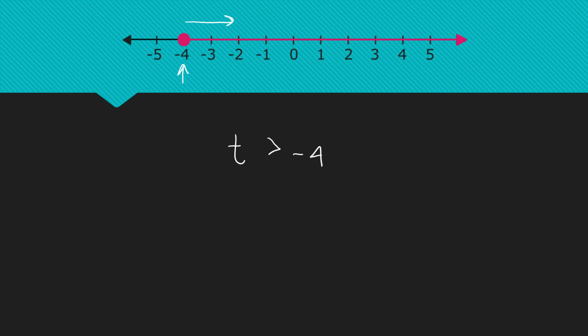But then we don't want to forget, do we have to include that little line underneath to show that we're including -4? Because we have a closed dot at -4, we want to put that or equal to line underneath the greater than sign, because that means we're including -4. So the inequality for this example is t is greater than or equal to -4.